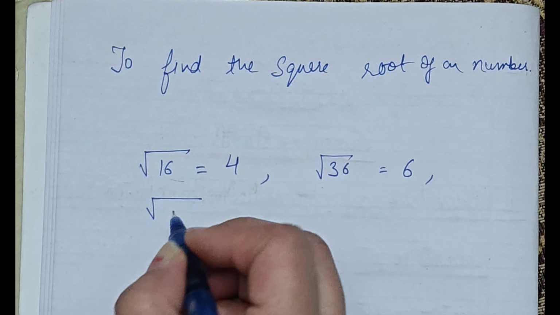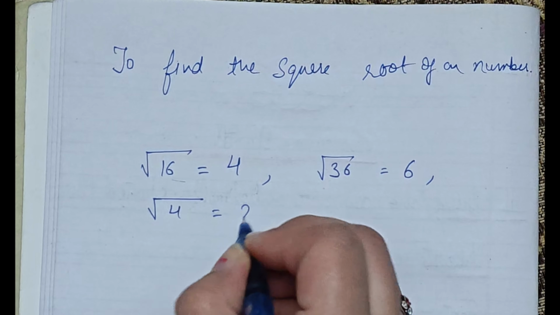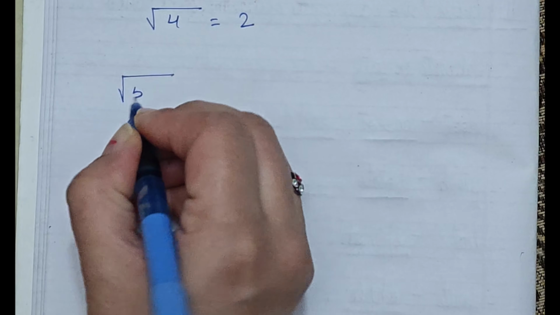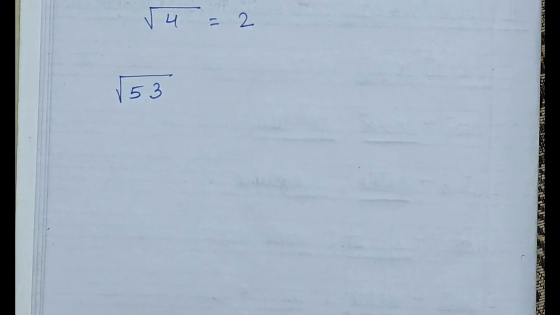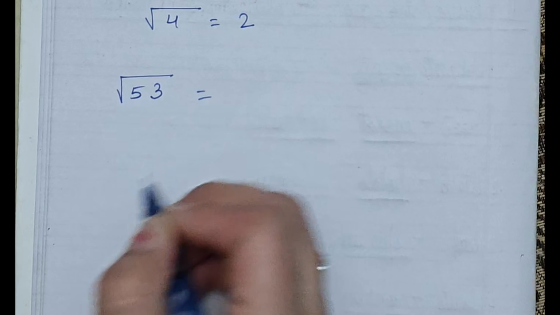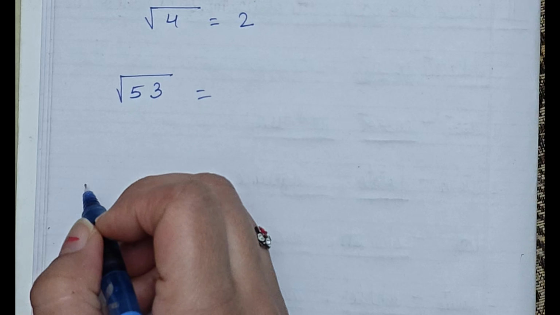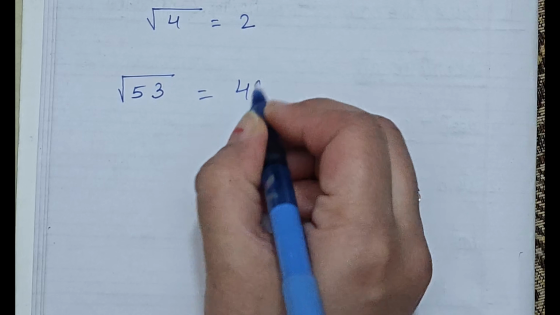Another example we can take is 4 itself, and it is a perfect square. The answer is 2. But if we have to find the square root of a number that is not a perfect square, for example 53, how to find it out? Let's see. For 53 we will find a number which is a perfect square and it should be below 53. The answer is 49.